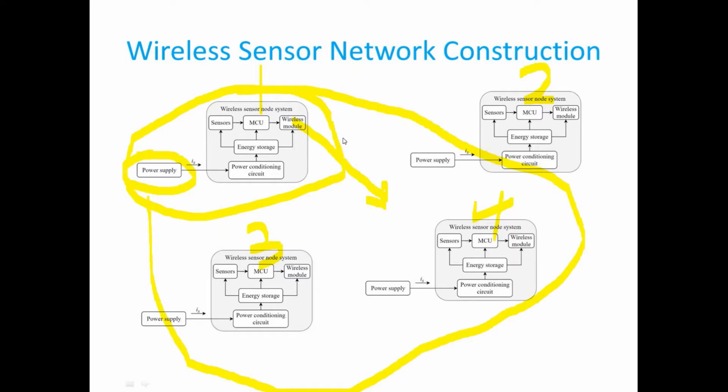At the same time, let's say node number 1 wants to talk to number 2, but again number 2 is out of the coverage area of number 1.